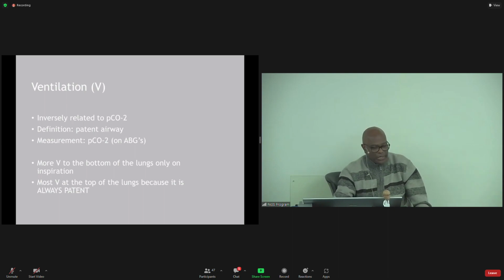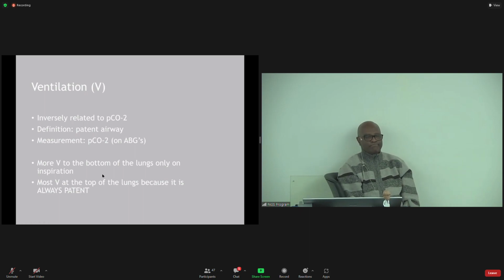Now look at this trick here. There's more V at the bottom of the lungs, only on inspiration, but there's more V at the top overall. Same thing you said earlier, because the top is always open, so it's always ventilating. The bottom is open only when you inhale, so it's only ventilating when you inhale. Yes, sir. This is why COPDs are chronic retainers of CO2. They're breathing faster and faster, but they're not ventilating the CO2 off.